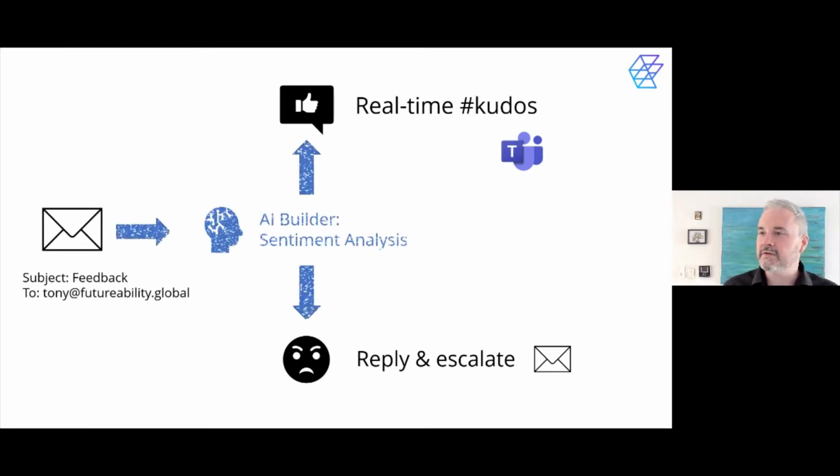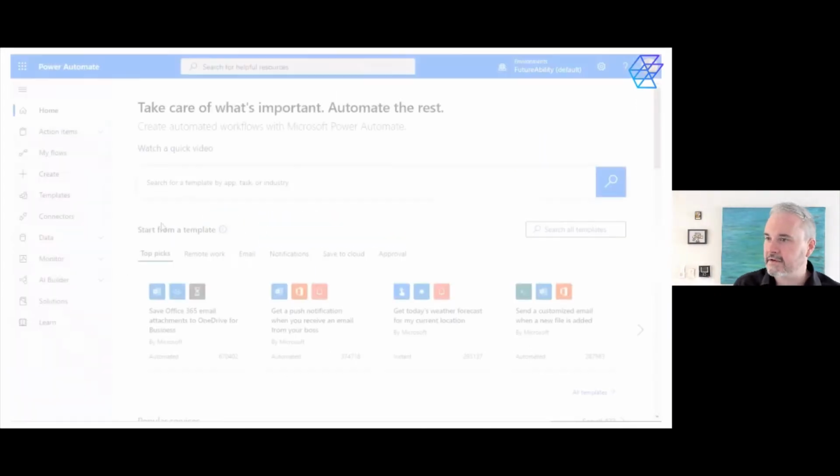So the way I'm going to do this, I'm going to use the platform to watch my mailbox using a connector to my Office 365 email on a trigger of new mail coming in and looking for feedback in the subject line. Then pass that over to AI Builder, use a model there that Nikos talked about, the sentiment analysis. And the sentiment analysis will read the content and it will infer whether it's positive, neutral or negative sentiment within that text. So obviously if it's negative, it will go to reply and escalate. If it's positive, we'll post it in Teams with the kudos to the team. So let's have a look at it.